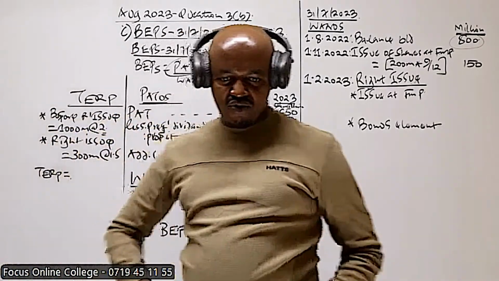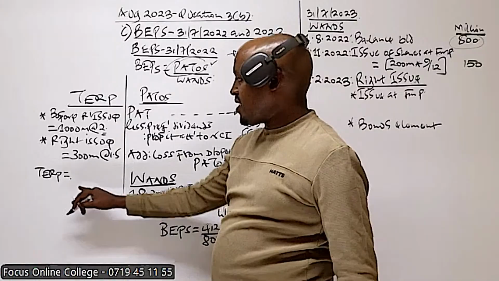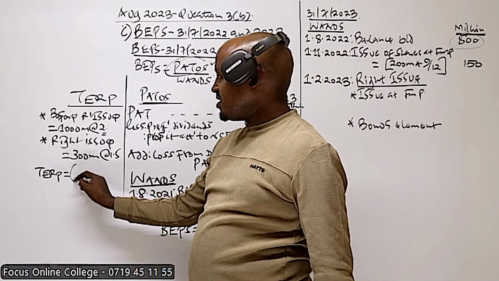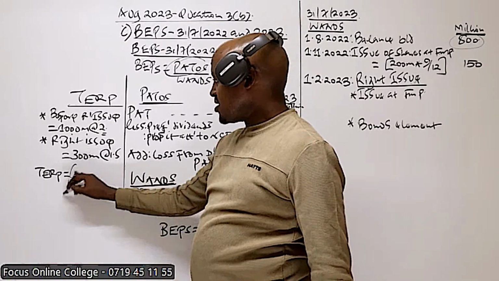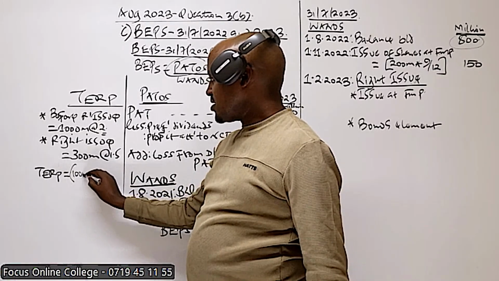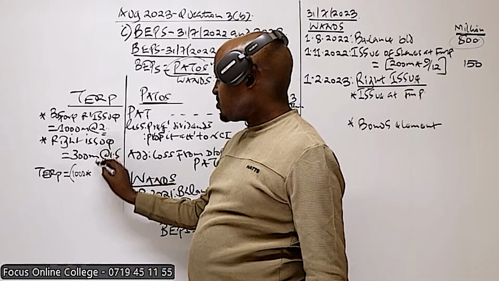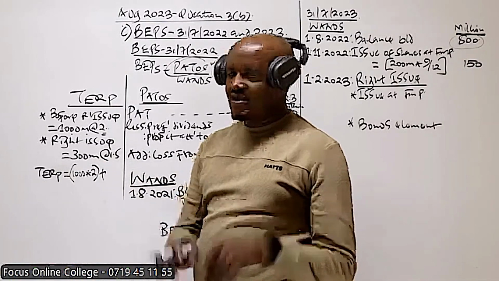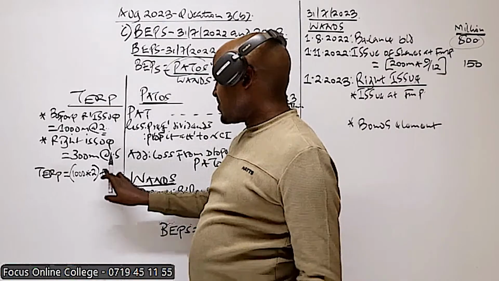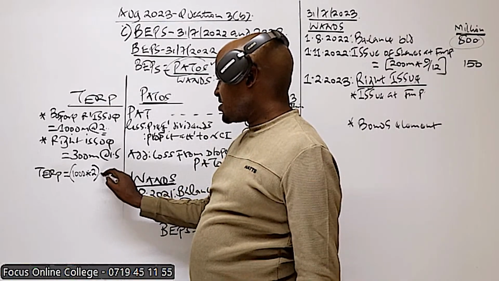So what you do here, take the shares which were held before the rights issue, 1,000, and multiply them with their market price, which was 2. I hope you can remember something related to this. You did something related to this in FM.